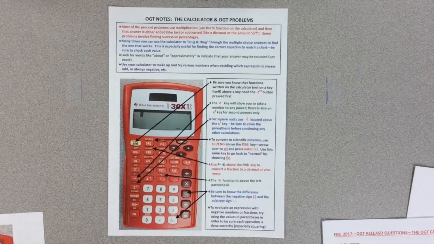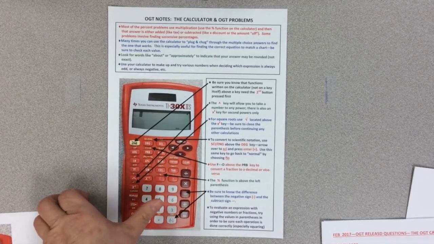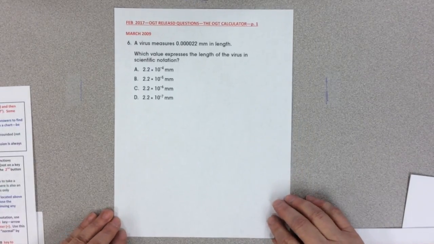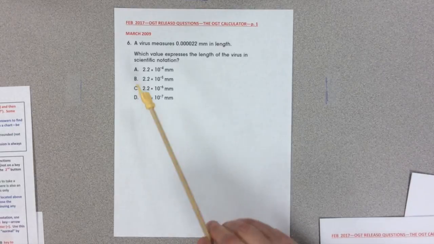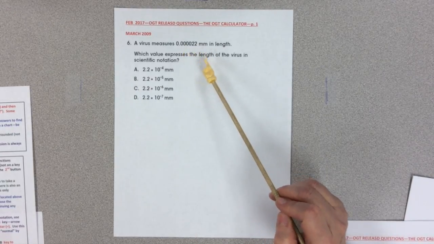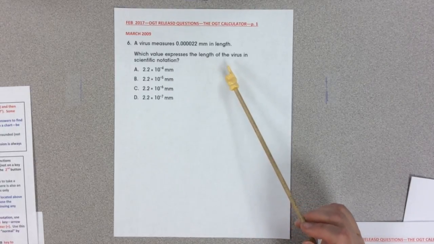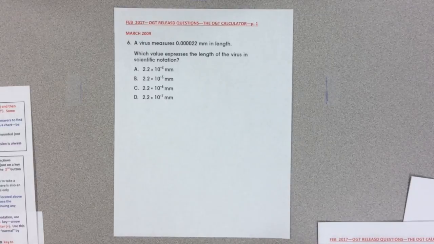So we're now going to practice a little bit of what we learned about using the OGT calculator. Our first practice question is this. It says a virus measures 0.0000022 millimeters in length. Which of these values expresses the length of the virus in scientific notation?